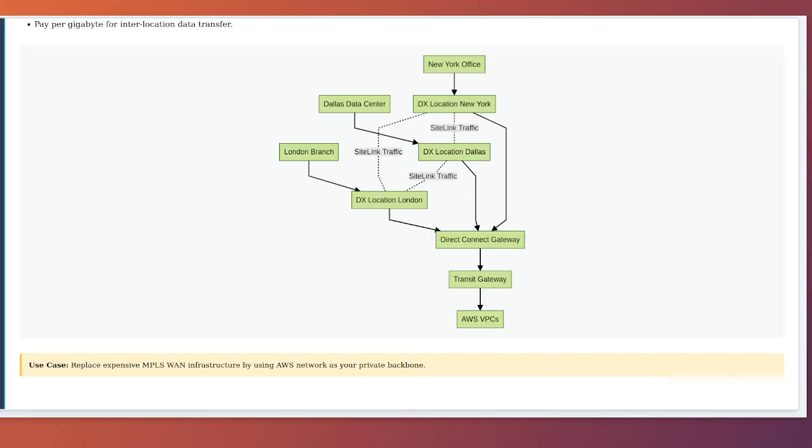If you need centralized security inspection, you would need to route traffic through a VPC with security appliances, which is the traditional model rather than using SiteLink. SiteLink also provides excellent performance. The AWS Global Network is highly optimized with low latency and high bandwidth. In many cases, routing between locations through AWS SiteLink will provide better performance than routing through the public internet or even some private MPLS networks.